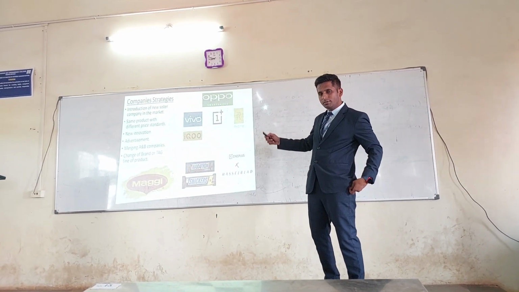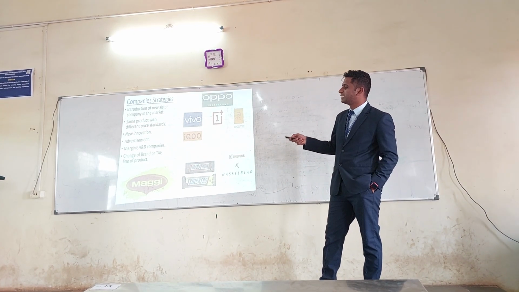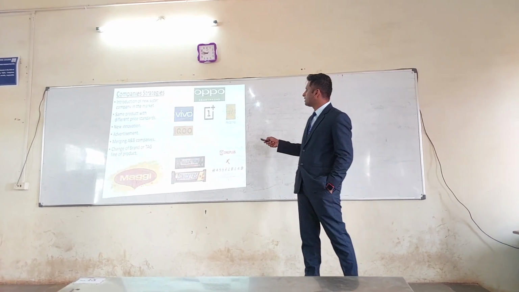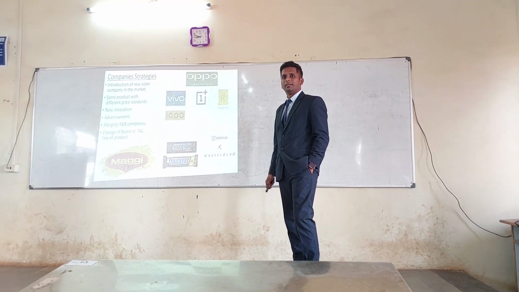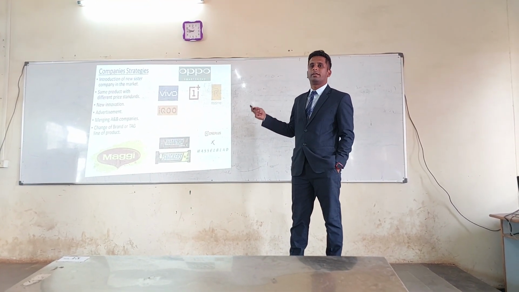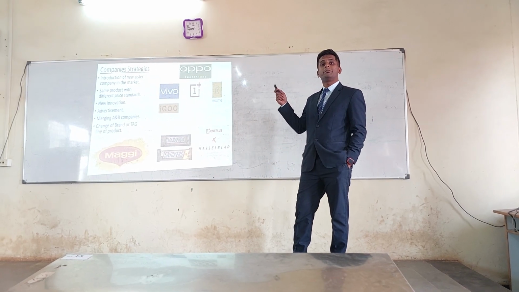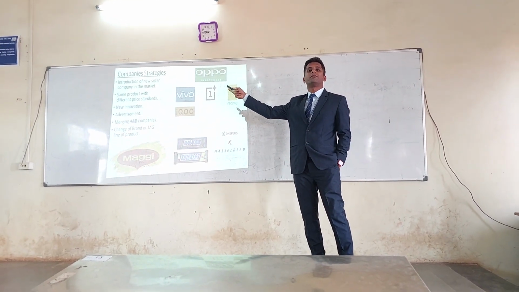One more example, of merging A and B companies. See, your product is not running in the market, right? Now people are preferring Samsung over OnePlus. Why are they preferring it? Because the camera Samsung provides is the best.